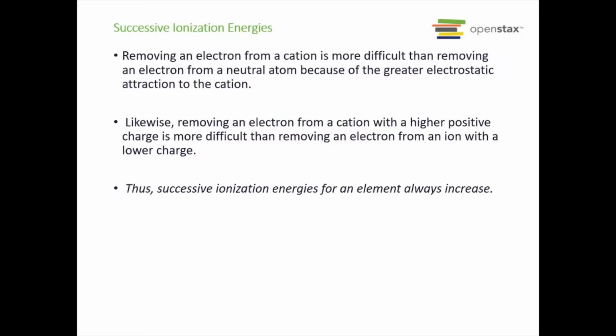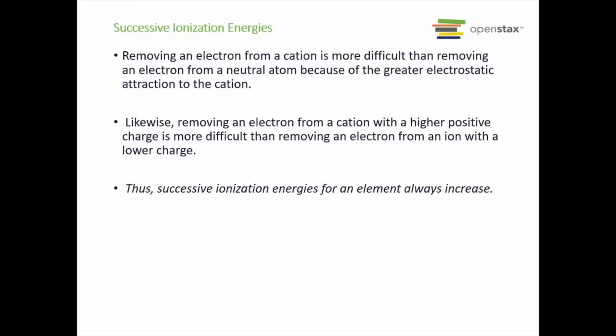So removing an electron from a cation is a lot harder than removing it from a neutral atom, because now you have more electrostatic attraction to the nucleus, because now we have that positive overall charge, so the electrons are much more attracted. They have that stronger Z effective. Same thing with removing an electron from a cation with a higher charge is more difficult than removing an electron from an ion with a lower charge.